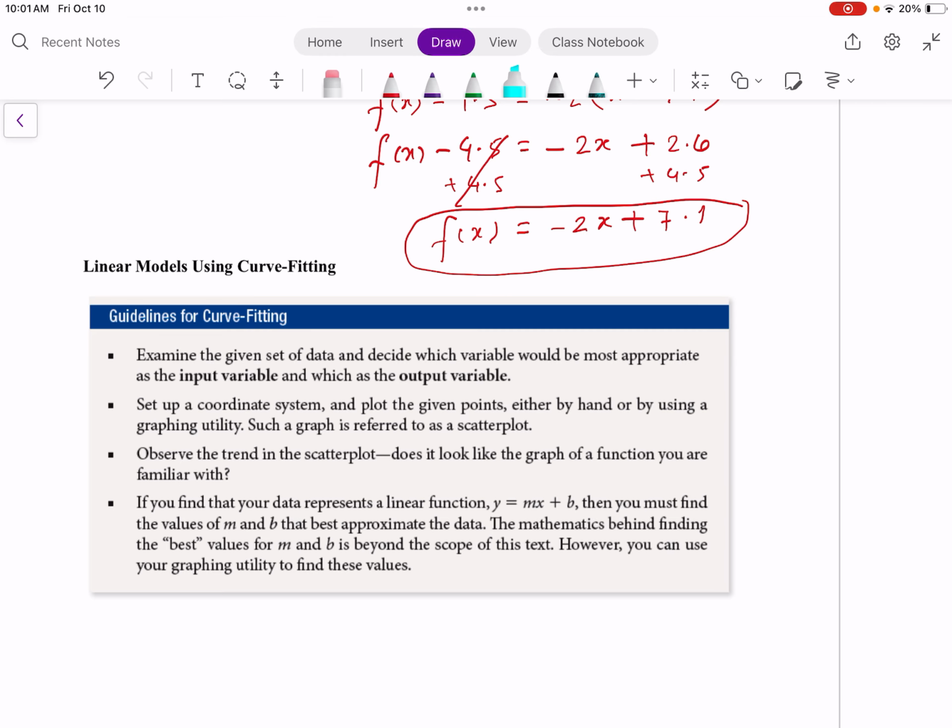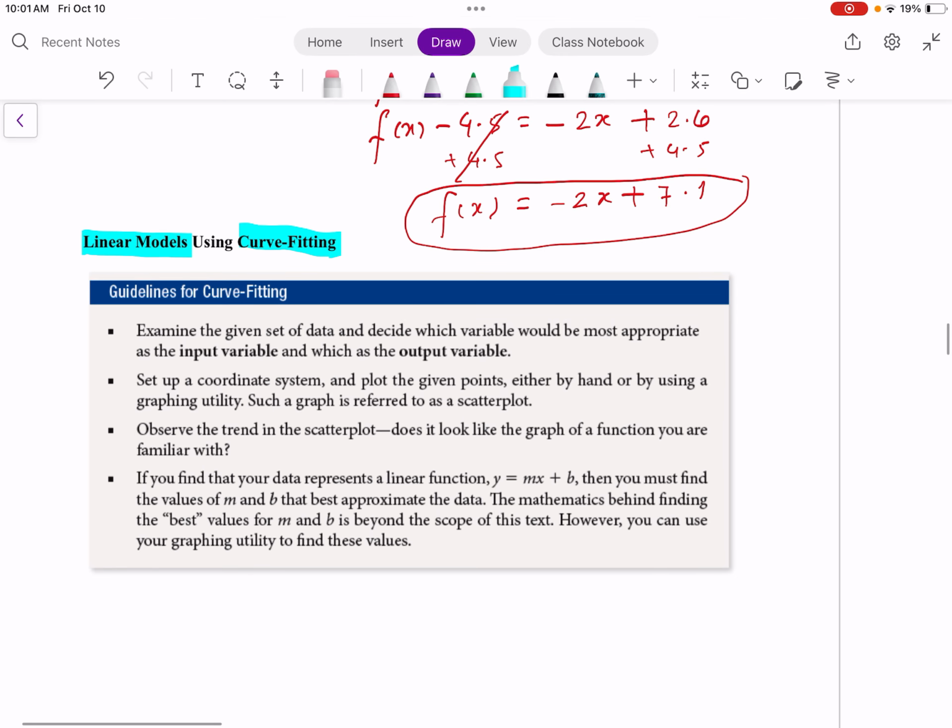Now here we can also use curve fitting to find our linear model, and for that we have guidelines for curve fitting. The very first step is that we have to identify the appropriate input variable and output variable. We will be given a data set, and from that given set, we need to identify our input variable and output variable.